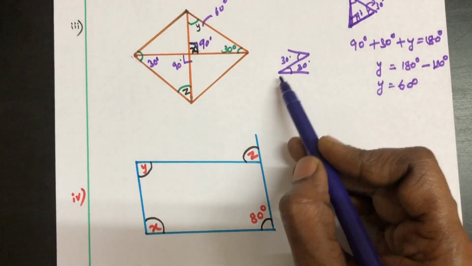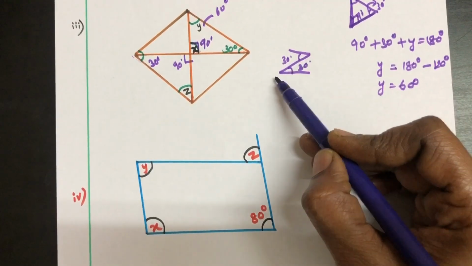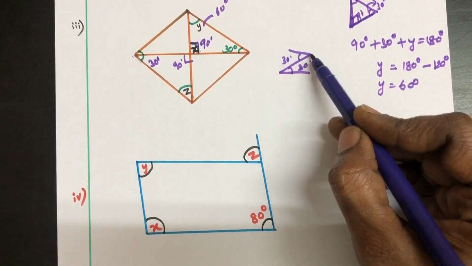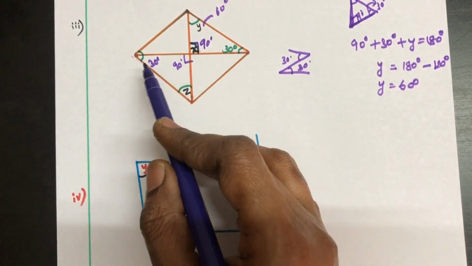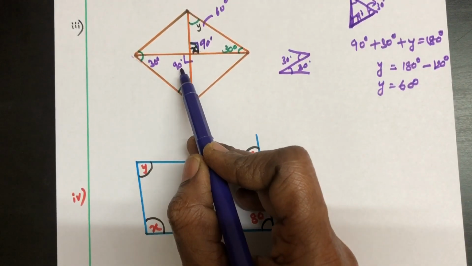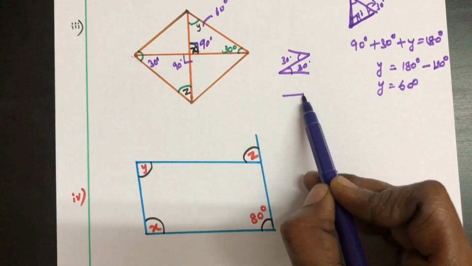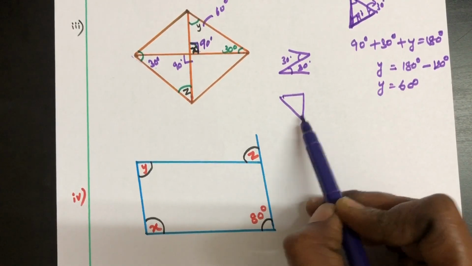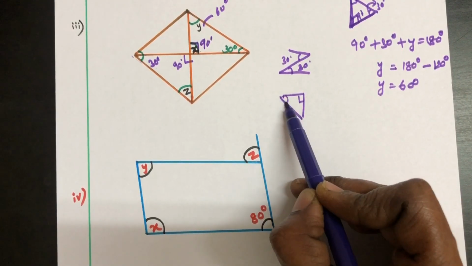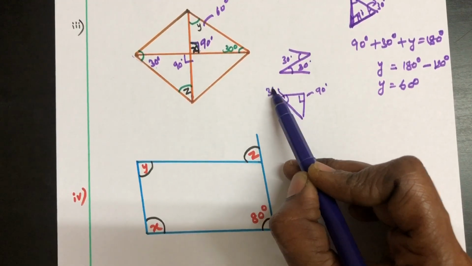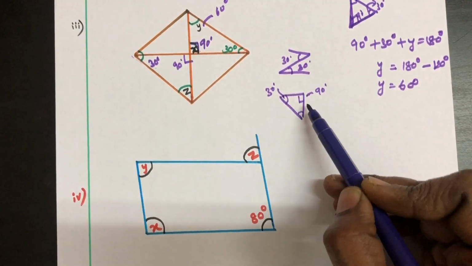So two parallel lines and a line passing through these parallel lines is called a transversal. The alternate interior angles are always equal. So 90 degree, 30 degree. This is again a triangle, right? This is again a triangle with 90 degree, 30 degree. This is 90 and this is 30 degree. So this must be 60 degree.